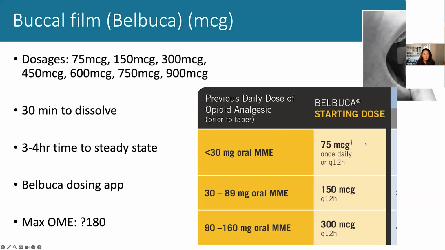So the buccal film, the Belbuca formulation, is also for chronic pain, because again, you'll see it comes in micrograms. This has a greater dosing range. It starts at something like 75 micrograms, which is what they recommend for folks who are relatively opioid naive. And then you can titrate it up to 900 micrograms. This is generally taken twice a day, so BID dosing, although people can take it once a day and some people do take it as needed.